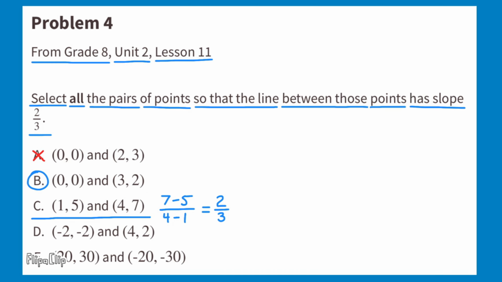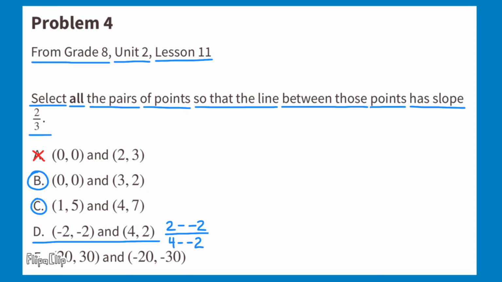That's 2/3, so that would work. C qualifies. D. -2 and -2, and 4 and 2. 2 and the opposite of -2, and 4 and the opposite of -2. So that would be 2 plus 2 and 4 plus 2. That would be 4/6, and that could be simplified or reduced to 2/3. So this one also qualifies.